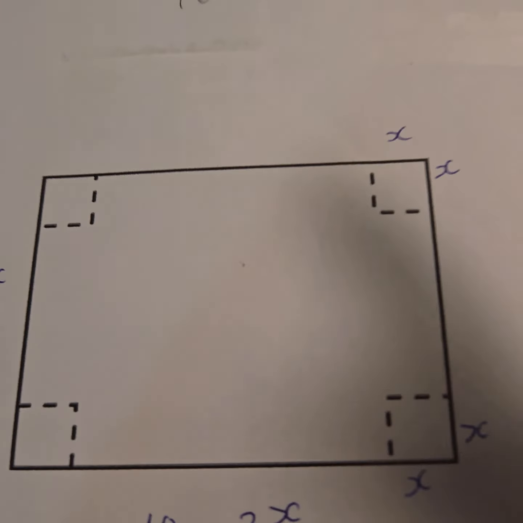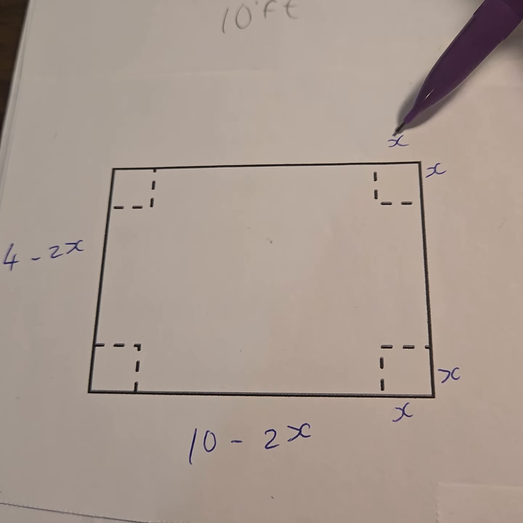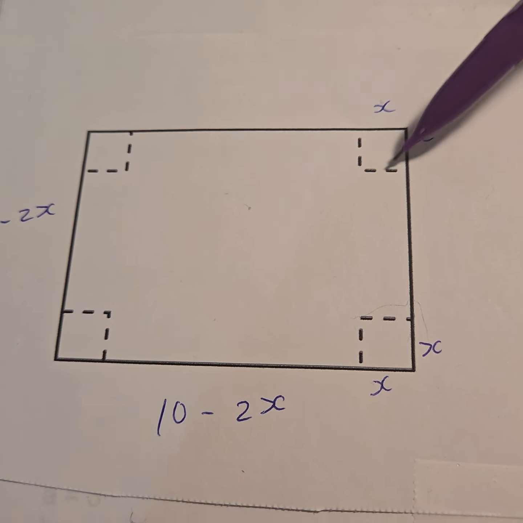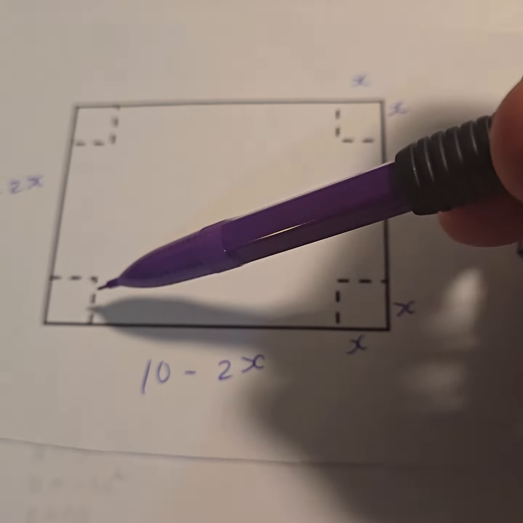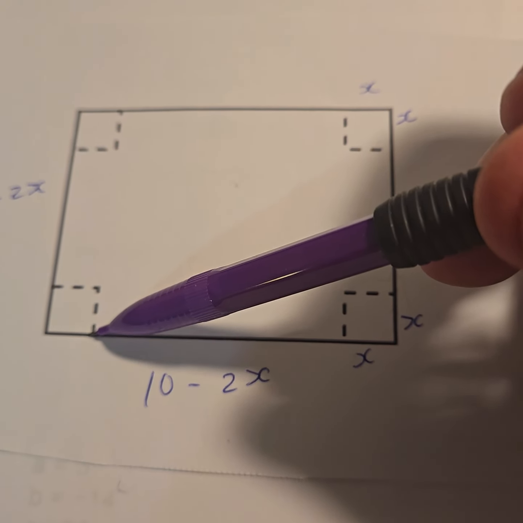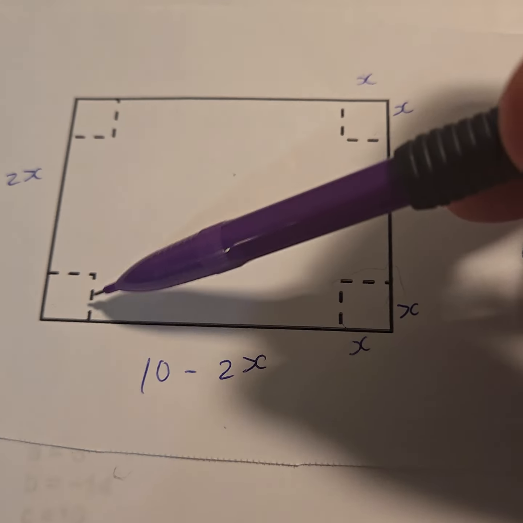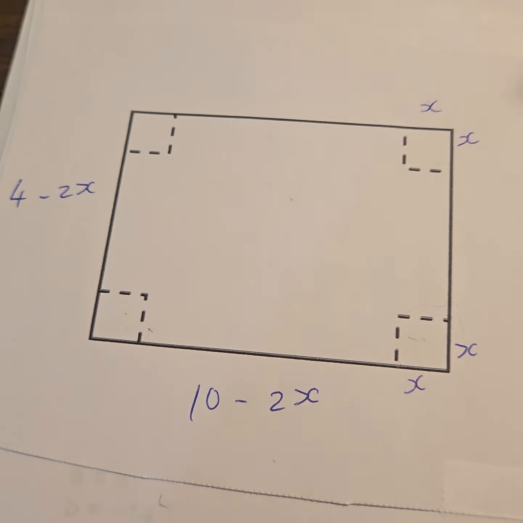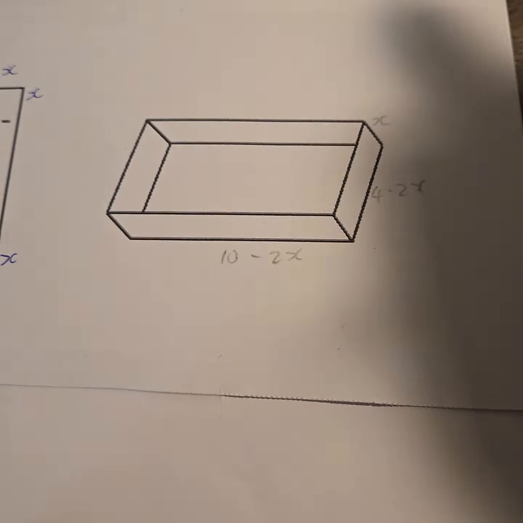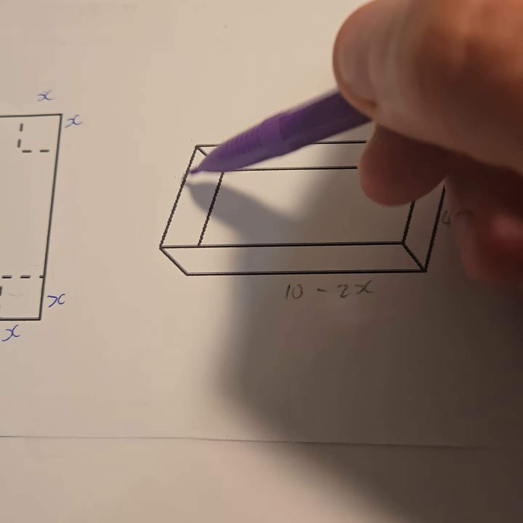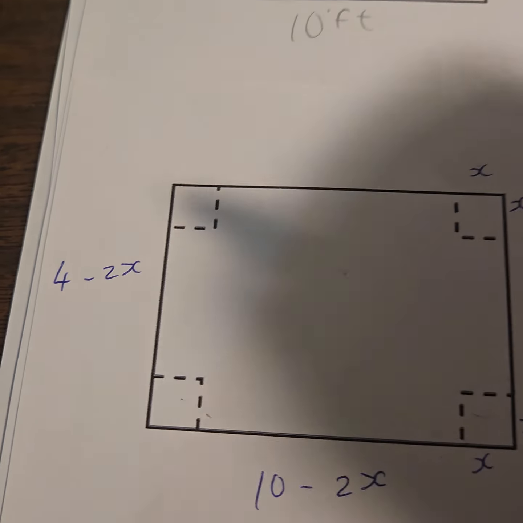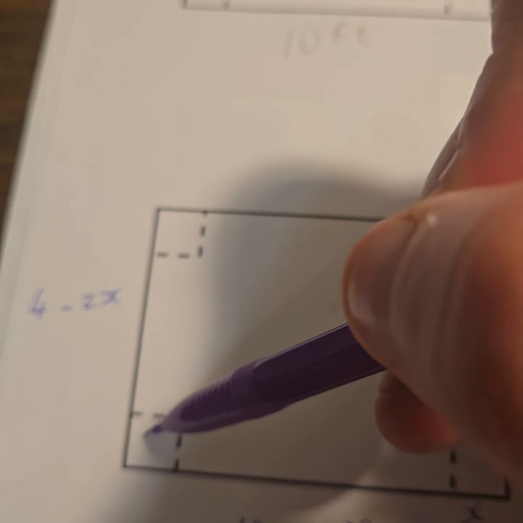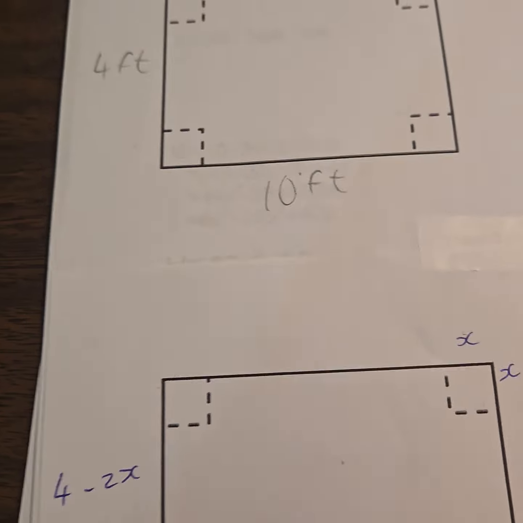Well, to begin with, we're going to pretend it's x because we're not sure yet. Each little square we cut off is x by x. By doing that, that means when we fold it up, the length from here to here will be 10 minus 2x because we've removed an x off each 10. And also, once we fold it up, the width will be 4 minus 2x because it was originally 4 and we took x off each end.